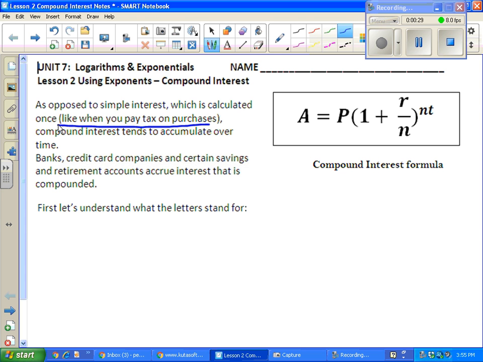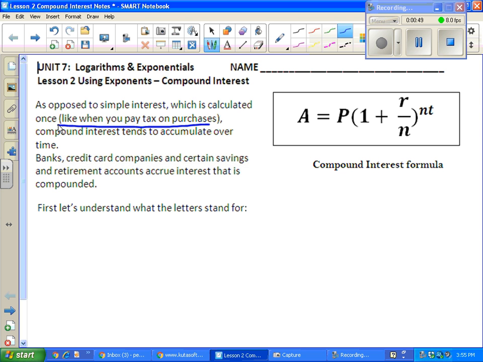I think right now in North Carolina it's 6.75%. But banks, credit card companies, savings accounts, retirement accounts, those kinds of interest payments are not just simple. It's not like you leave it in there, boom, you get interest one time. As long as you continue to leave money, they will actually calculate interest multiple times.